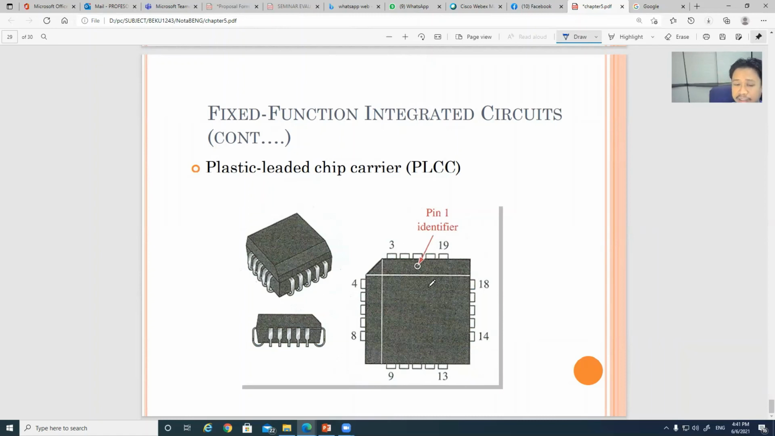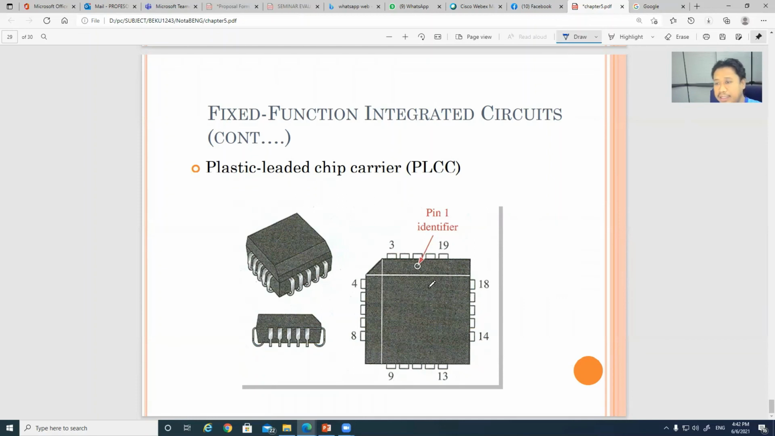Chapter 5 is more theoretical, related to integrated circuits: the types of IC and the characteristics of IC. You have 5 characteristics of IC that you have to know. Normally all the characteristics and specs of every IC you can find on the data sheet. That's why the IC comes with a data sheet.